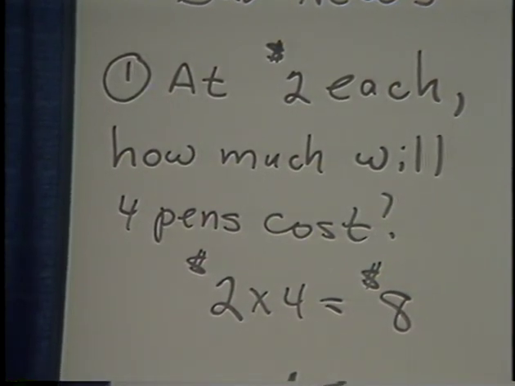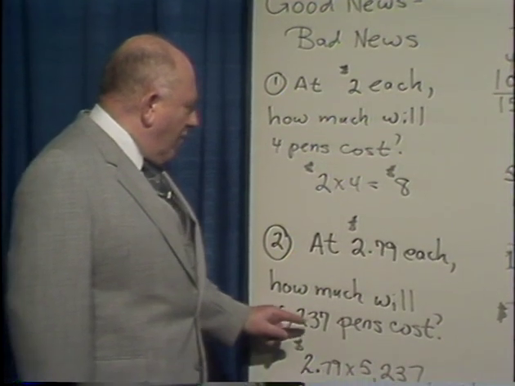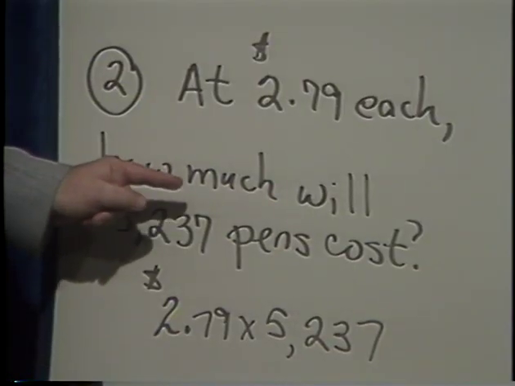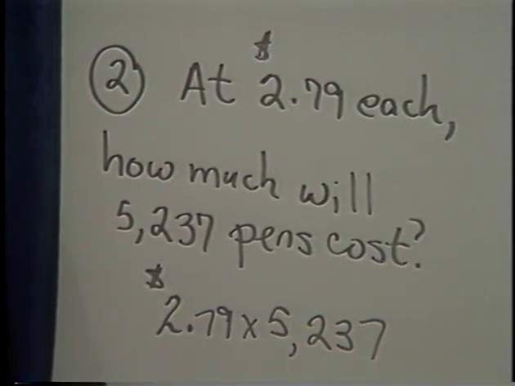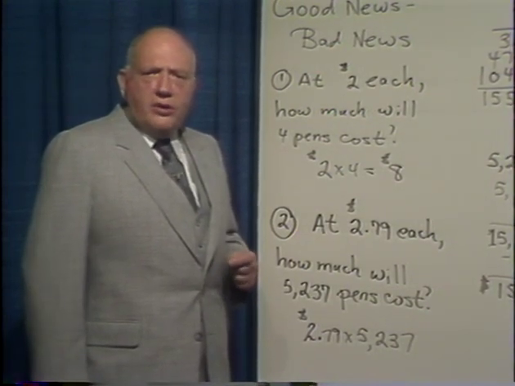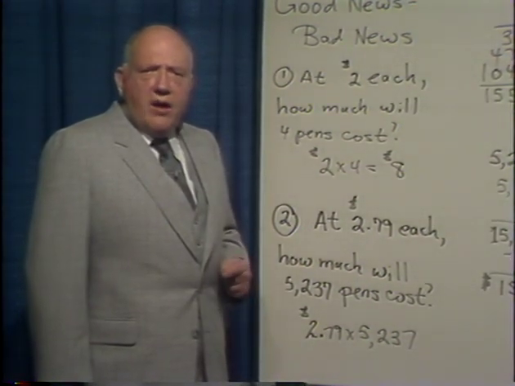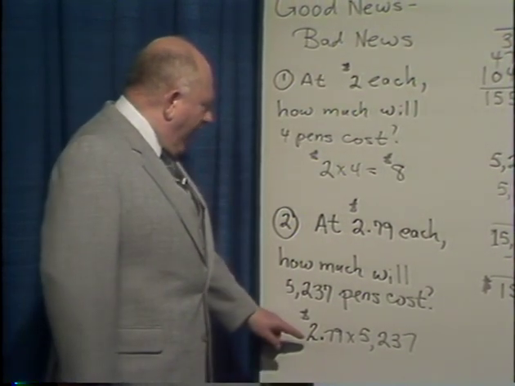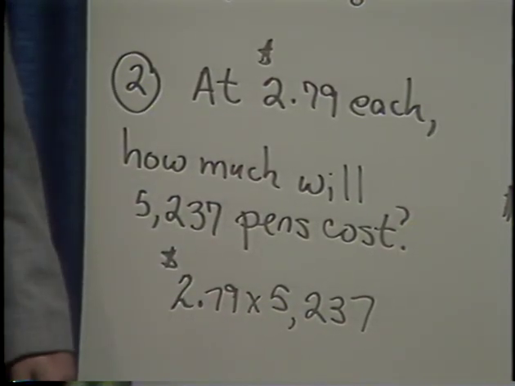Now, compare that with the following problem. It says at $2.79 each, how much will 5,237 pens cost? Now, the thing that's interesting is that if you compare problems 1 and 2, you see the difference between difficult and tedious. 1 and 2 are exactly the same type. In both problems, you take the amount per pen and multiply by the number of pens. The difference is, in multiplying 2 by 4, it wasn't really a challenging problem at all. On the other hand, to multiply $2.79 by 5,237 can be a bit of a chore.